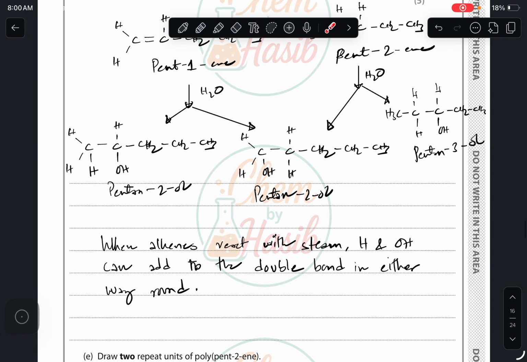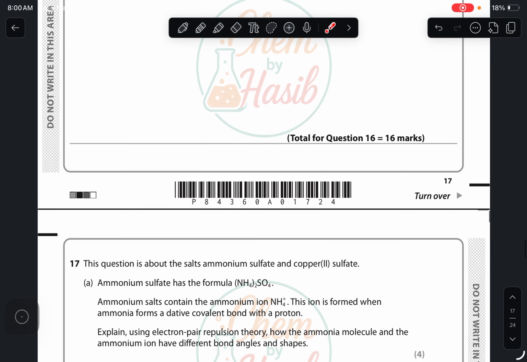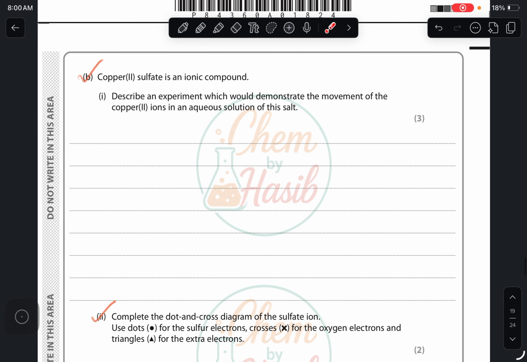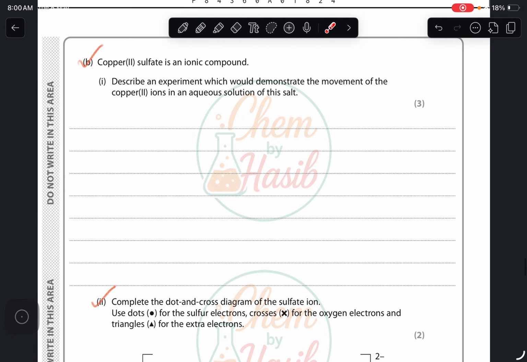Now we move on to the next question. Where's the next question? Copper 2 sulfate is an ionic compound. You are asked to explain or describe an experiment which will demonstrate the movement of copper 2 in an aqueous solution of this salt. I think we studied this. Oh, it's not required. It was not marked.